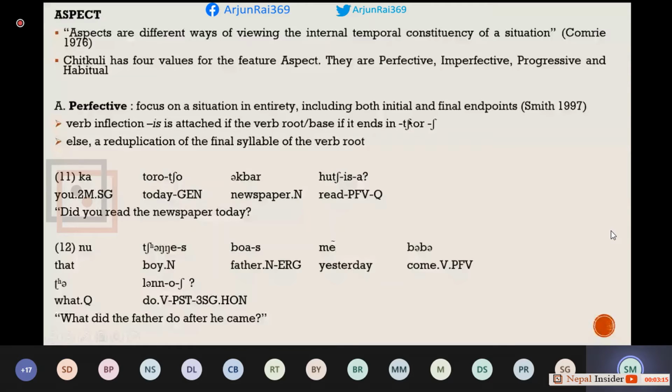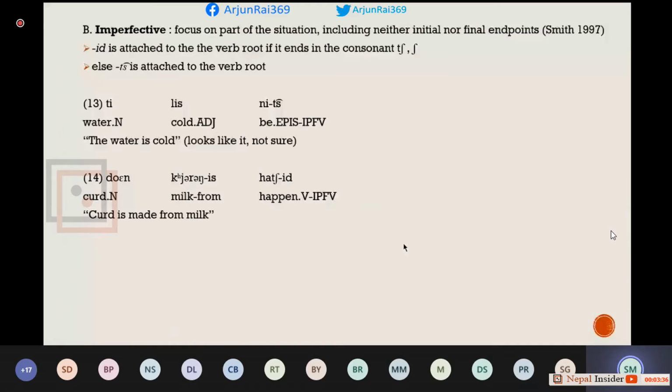So hooches are, this is a question particle are, and is because there's a cha here. For ba, because it doesn't end in a cha or sha, you have the reduplication. Well, because this is a monosyllable, ba is repeated again. Now let's look at imperfective. Again, if the verb root ends in cha or sha, you have id attaching like hachid out here, and else you have tsa like here in the sentence.